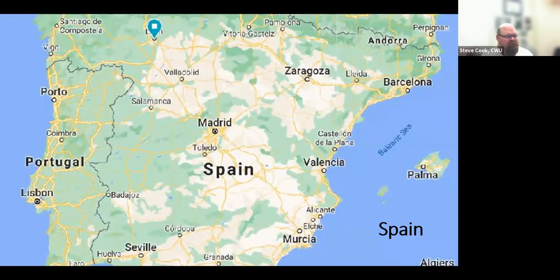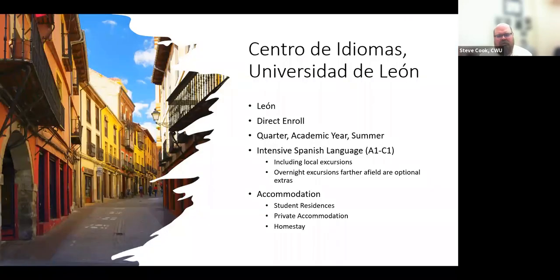We're going to move on to Spain, and this is another direct enroll partner in Leon up here in northern Spain. So we have a partnership with the Center for Languages of the University of Leon. This is a direct enroll opportunity, although we do have it set up so that the partner will bill CWU directly, and then we will bill the student and pay the tuition, and if it's a homestay, housing costs on the student's behalf.